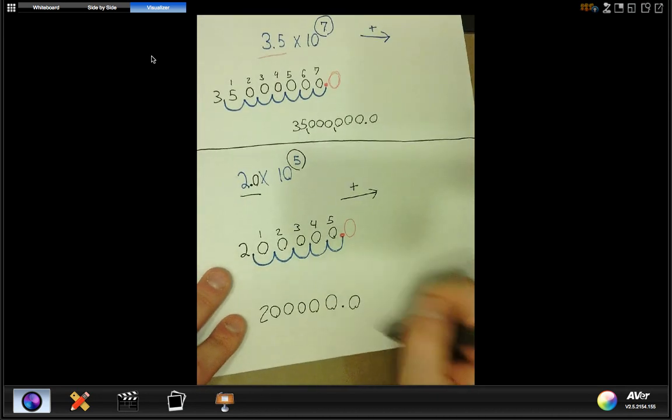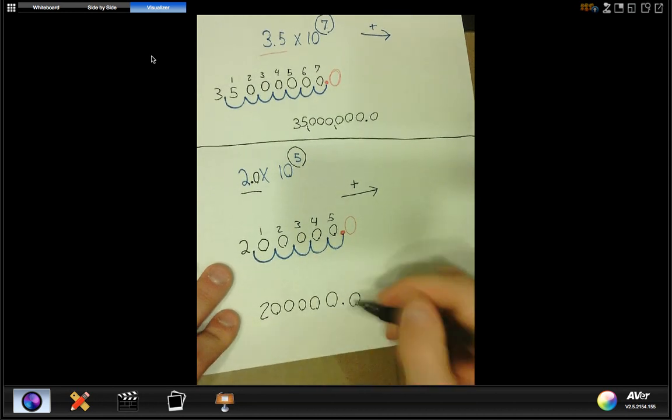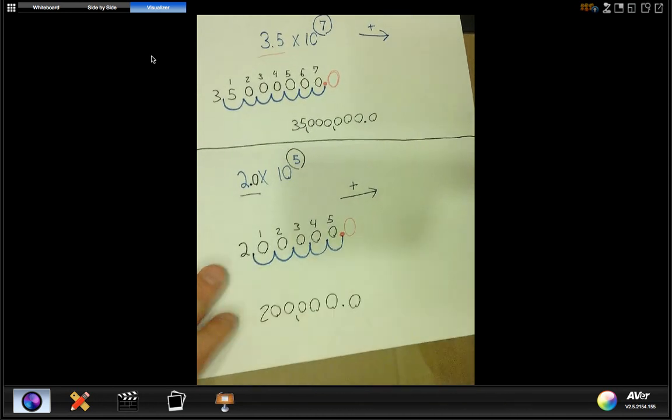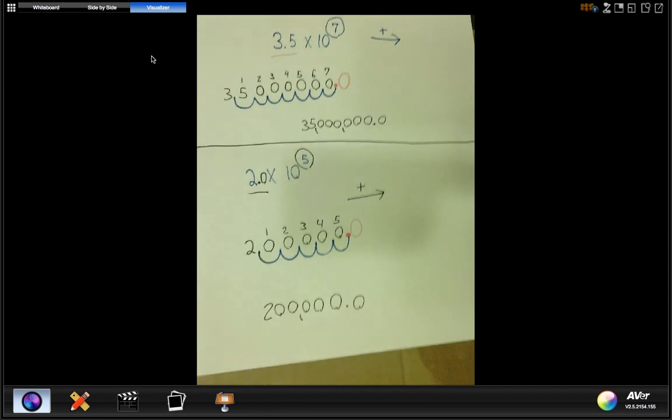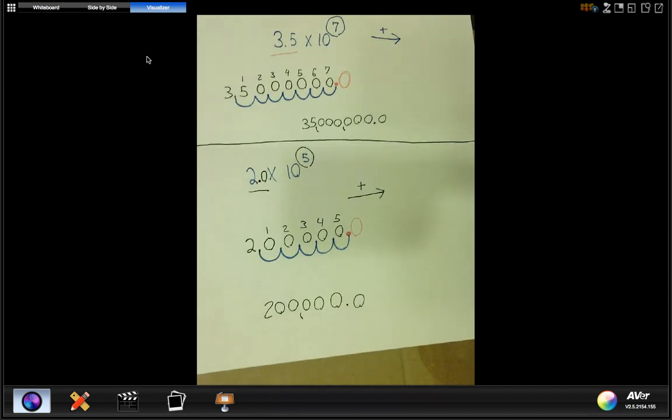I'm okay with this, but once again, let's make it nice and clean with some commas. 2 times 10 to the 5th power comes out to roughly 200,000.